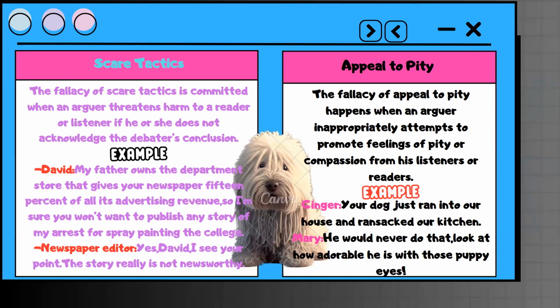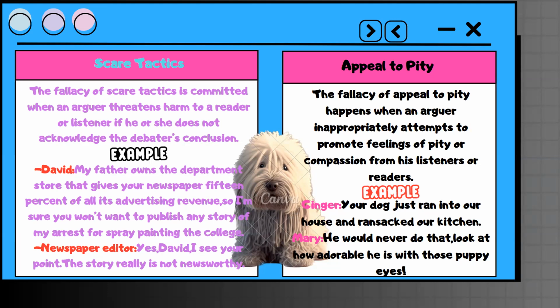This is a strategy intended to manipulate public opinion about an issue by raising fear or alarm. Scare tactics exaggerate the possible dangers well beyond their statistical likelihood. And the fallacy of scare tactics is committed when an arguer threatens harm to a reader or listener if he or she does not acknowledge the arguer's conclusion. And there is an example.